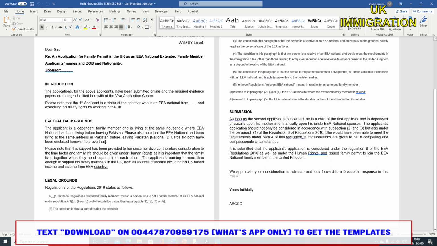So first thing, sometimes people can just cut and paste from the internet. If you type this Regulation 8 itself, you will be able to download it from the internet, right?